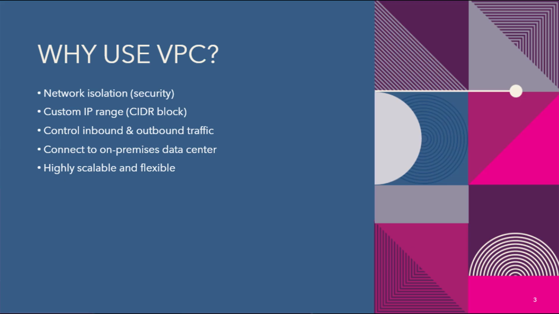Why use VPC? We use VPC mainly for security and control. It allows us to isolate our resources, define our own IP address range, and control traffic using routing and firewall rules. It also enables connectivity with on-premises systems using VPN or Direct Connect.